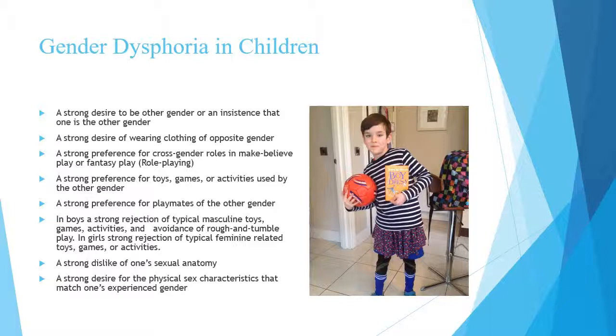7. A strong dislike of one's sexual anatomy. And 8. A strong desire for the physical sex characteristics that match one's expressed gender. All of these are the criteria for gender dysphoria in children.